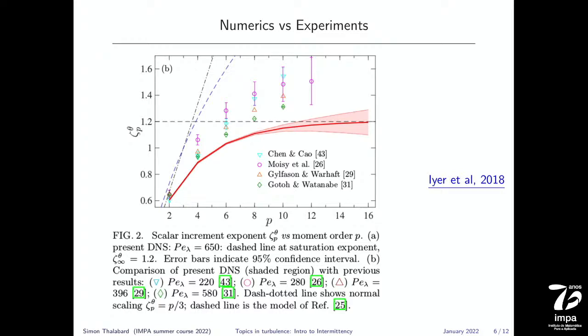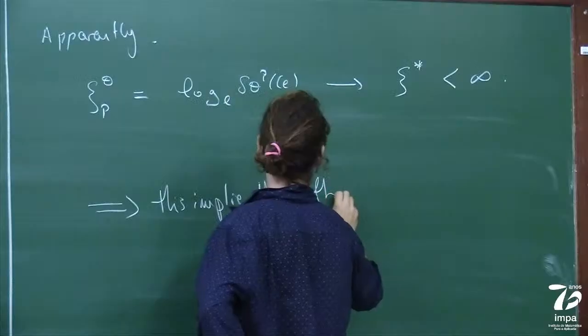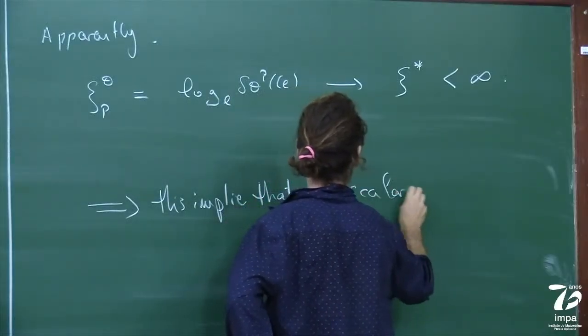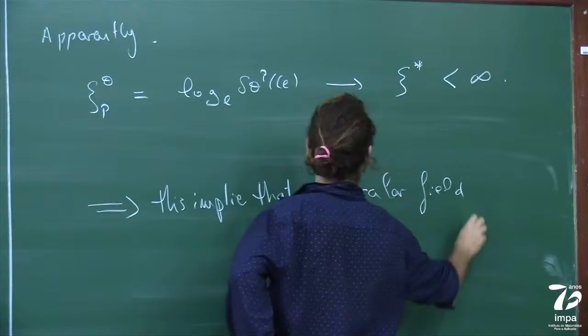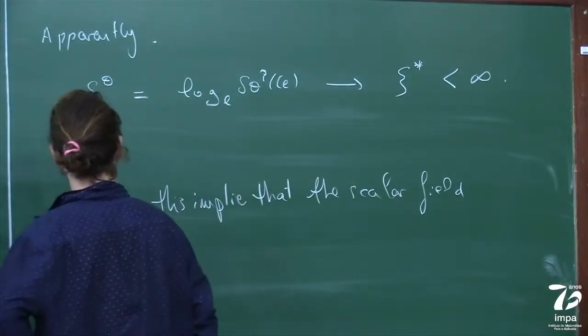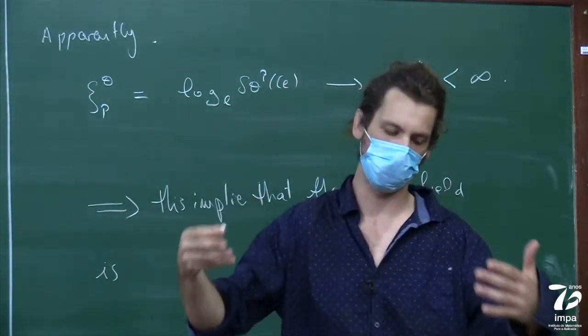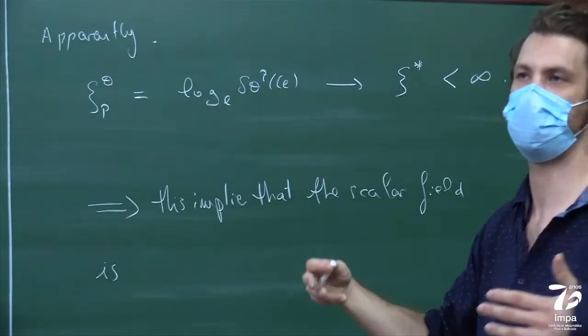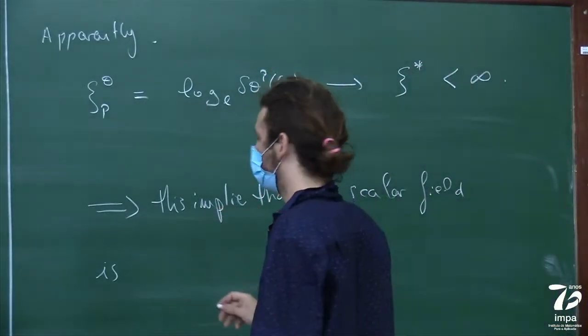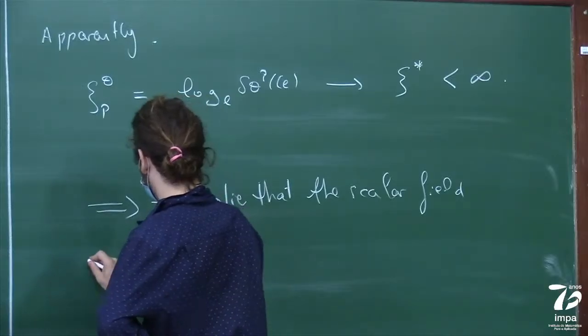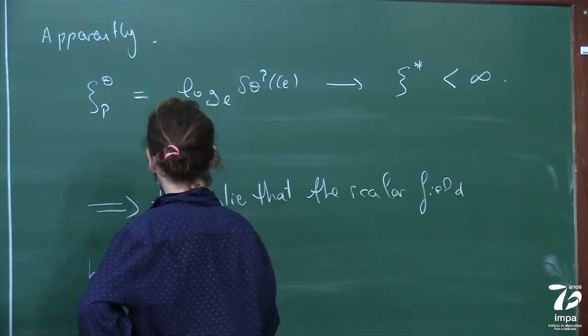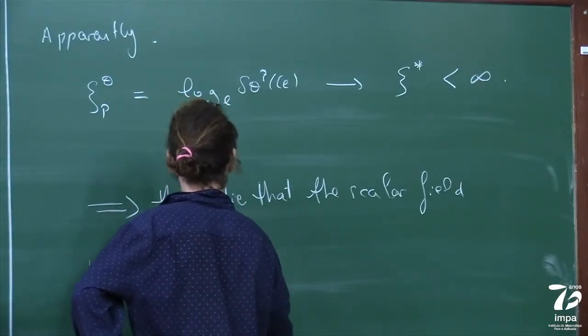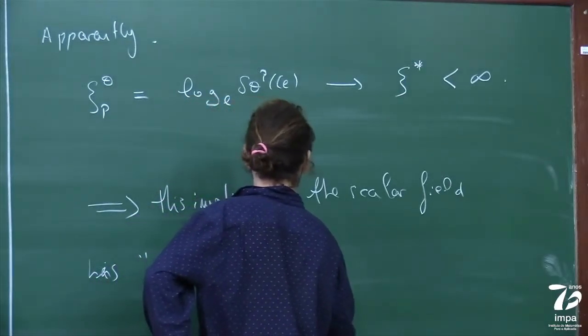So this implies that the scalar field is maximal in terms of regularity. It has maximum zero-order exponent. Has zero-order regularity.